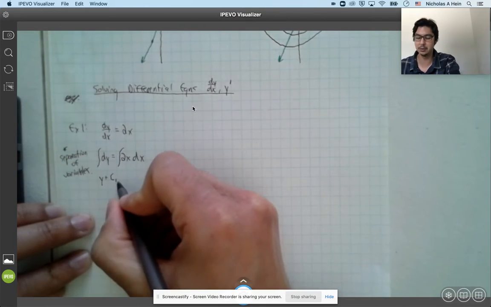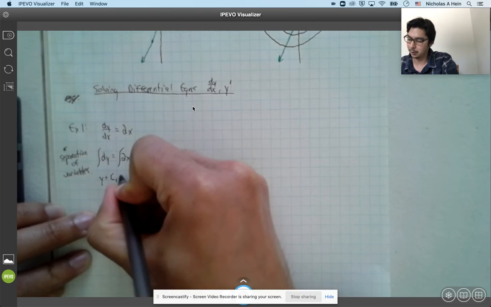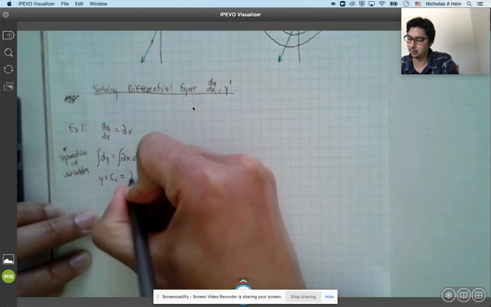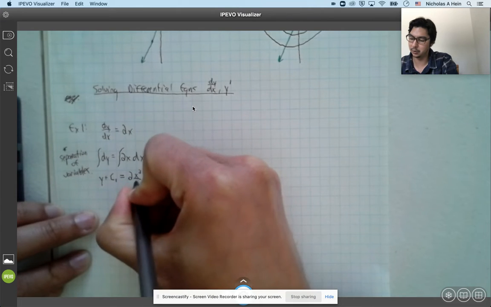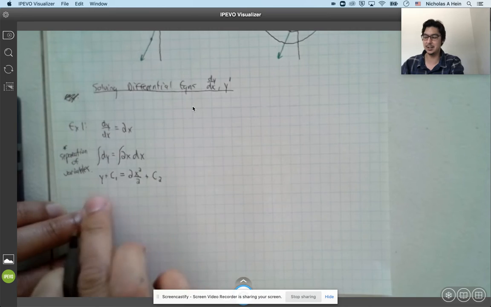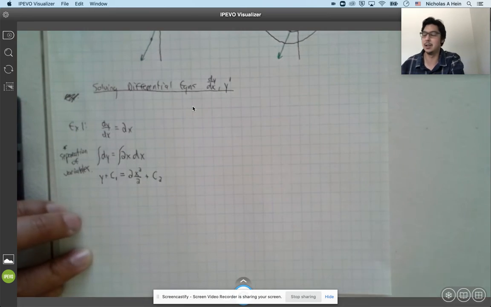And I'm putting c1, and I'll explain why in a second. Well, over here, if you integrate 2x, now you're integrating this with respect to x, you'll get 2, and then you'll get x squared over 2 plus some constant, which I'll call c2. And I say constant because, again, we don't know what those are. There can be infinitely many reasons.